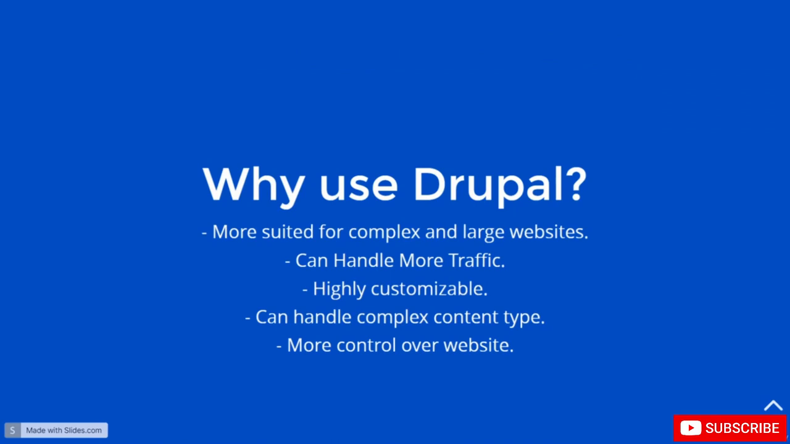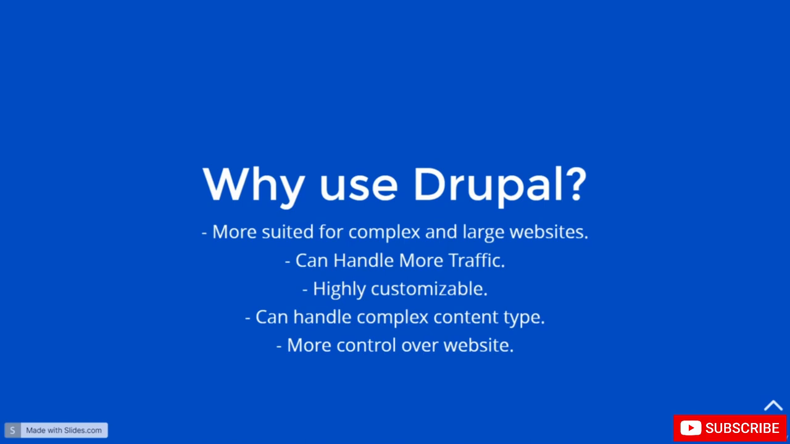Why should you use Drupal? Why not use some other content management systems such as WordPress or Joomla? Well, if you are building a large and complex website where you will serve different types of content, some really complex content types, then in that case you should use Drupal, because Drupal is more suited for building large and complex websites, and Drupal websites can handle much more traffic than other content management systems. On top of handling more traffic, Drupal is highly customizable. Using Drupal, you can customize your website to suit your needs, and Drupal can handle complex content types, which is not the case with other content management systems.